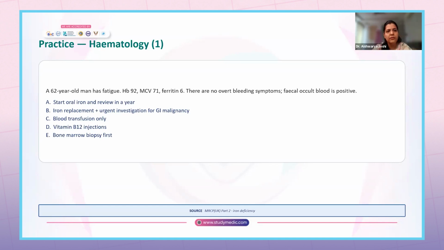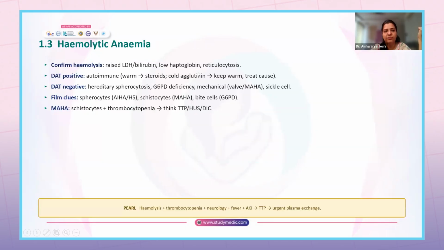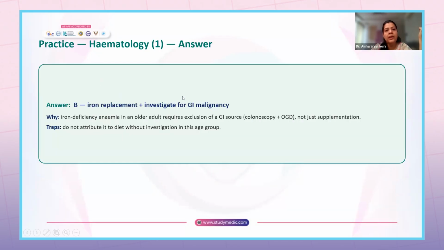Options: start oral iron, start iron replacement with urgent investigation for GI malignancy, only blood transfusion, B12 injection, or bone marrow biopsy first. Like we just discussed, elderly individual, low hemoglobin, low iron. The answer is investigate for GI malignancy. We are replacing iron in this patient in order to prevent the symptoms of fatigue. But we have to rule out GI malignancy.